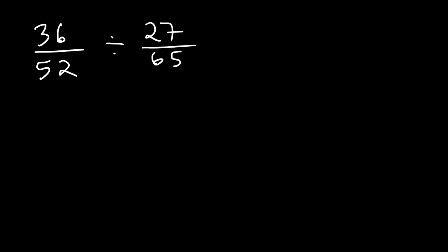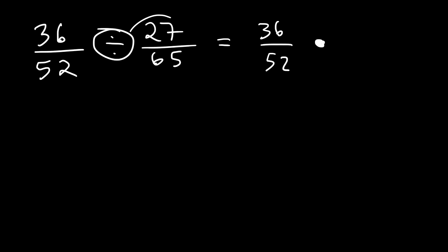Now what about dividing two fractions? What's 36 over 52 divided by 27 over 65? Whenever you want to divide two fractions, you want to keep in mind this expression: keep, change, flip. So what it means is you need to keep the first fraction the same. Next, change division to multiplication, and then flip the second fraction. So now this problem is like the last problem.